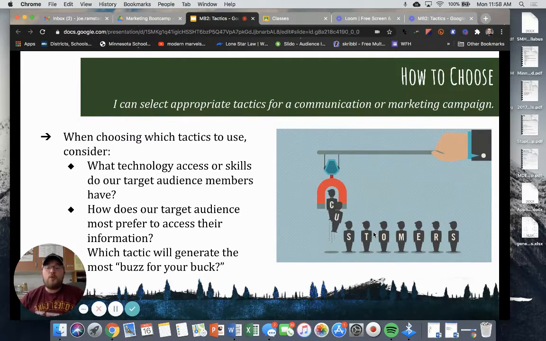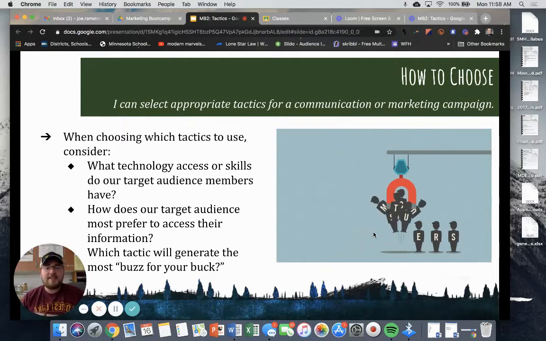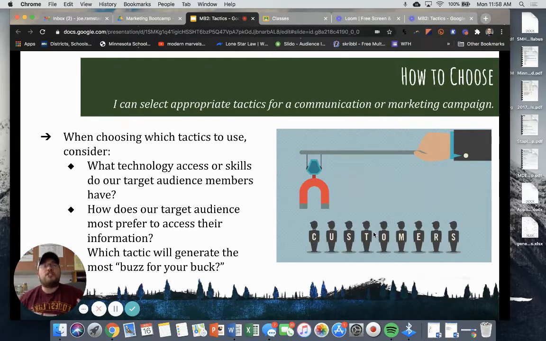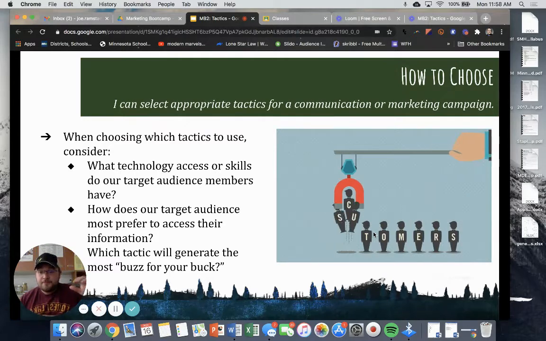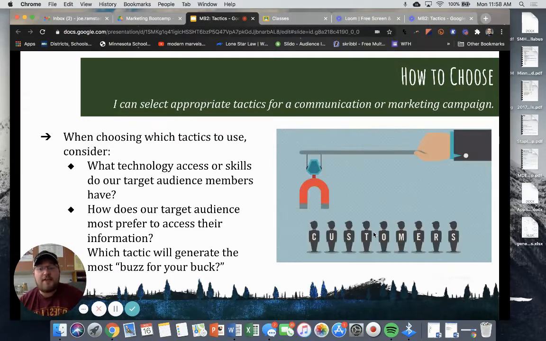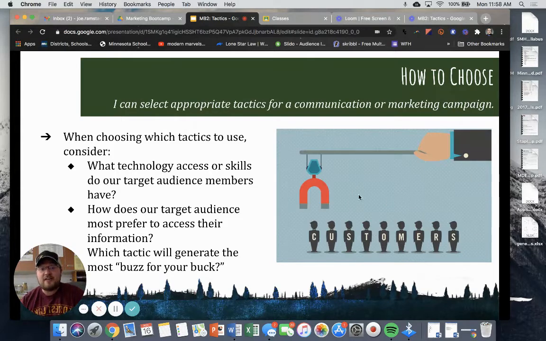And lastly, which tactic will generate the most buzz for your buck, I like to say. That basically means which tactic can we use to get the most information out there and get people excited about that information in relation to how much it's costing us.